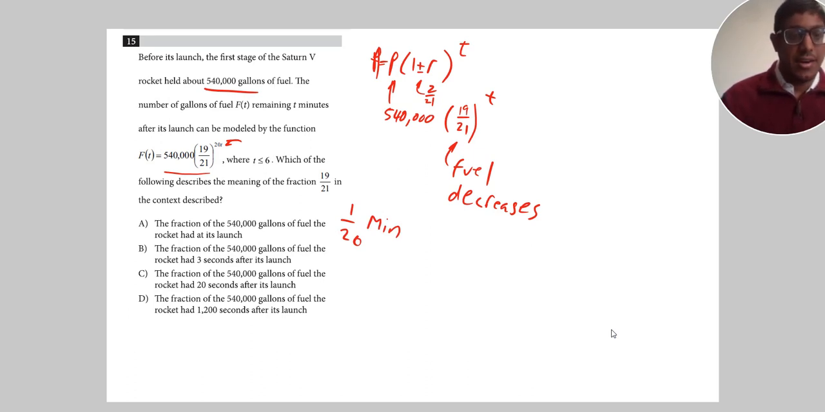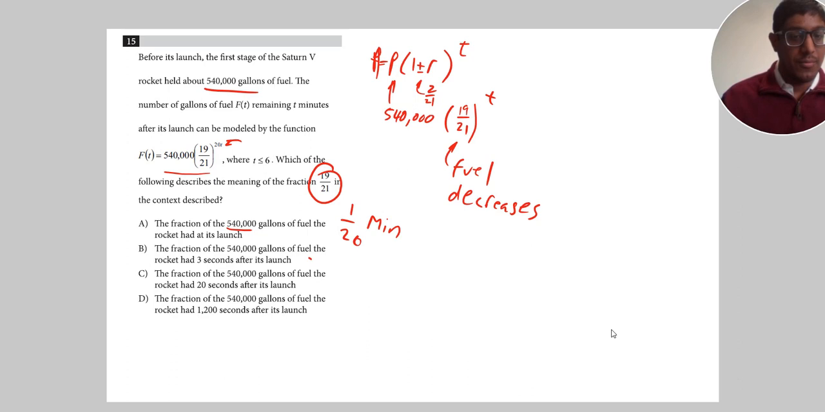The fraction of 540,000 gallons it had at its launch, not quite. At its launch, it just had 540,000, right? Remember, this represents that rate of change piece over here, 1 minus r. So the fraction it had 3 seconds after its launch.